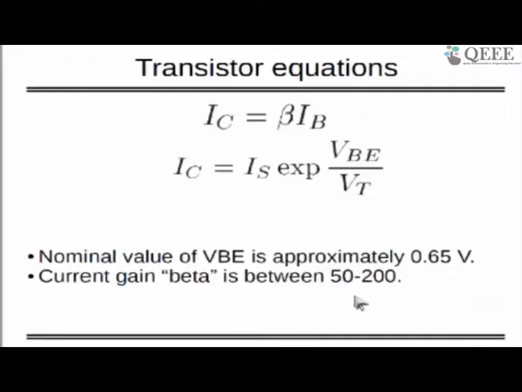And other than that, the nominal value of VBE is approximately 0.65 volt. This is the number I took from Wikipedia, but in my experience it's from 0.6 to 0.7 volt. Some of you may know it as 0.7 volt, but it's written as 0.65 because it's an average value. So the nominal value of VBE is approximately 0.65. You can assume whatever you want, but you should keep in mind that it is the cut-in voltage of a diode.